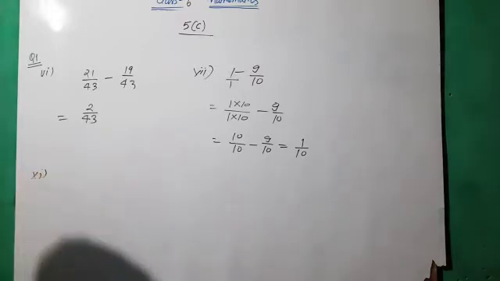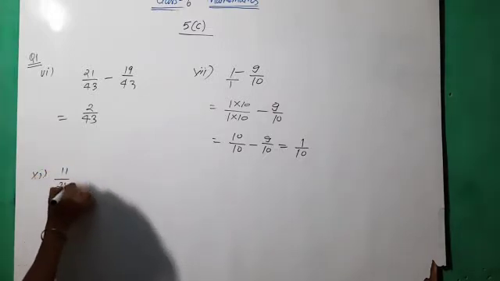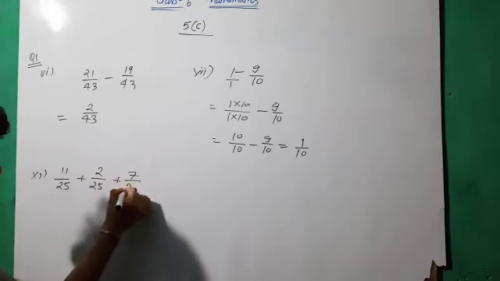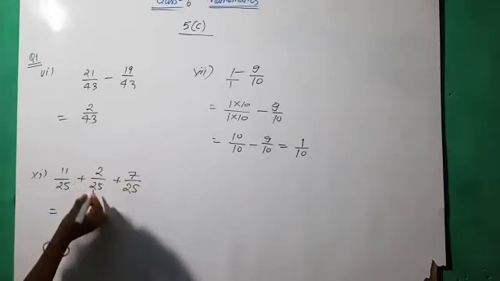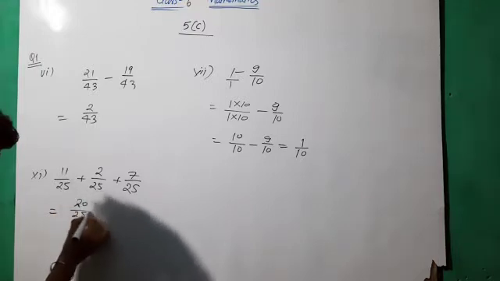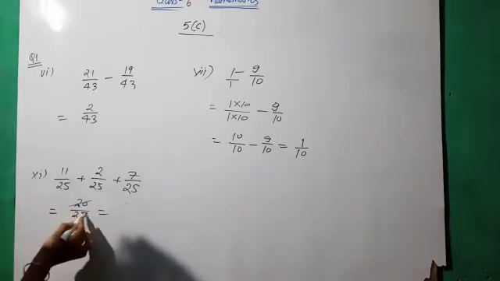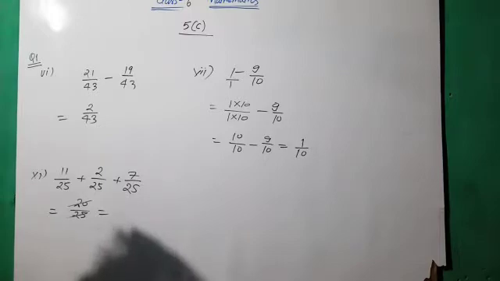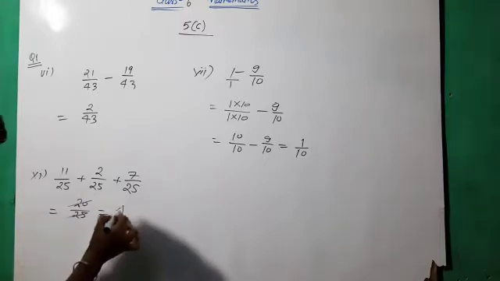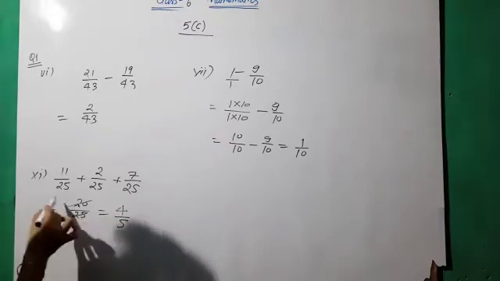In the 11th part we have 11 upon 25, 2 upon 25 plus 7 upon 25. The LCM is 25. Just we have to add all these numbers. 11 plus 2, 13, 13 plus 7, 20, 20 upon 25. Just divide both the numbers by the common digit, that will be 5. 5 fours are 20 and 5 fives are 25. That will be the simplification.